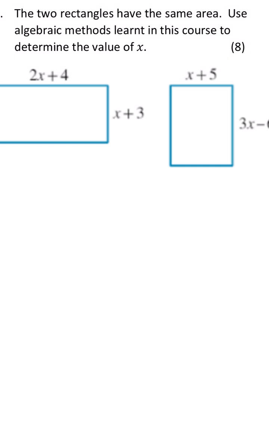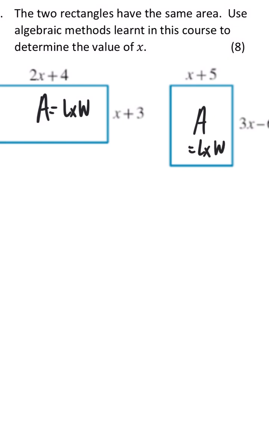Okay, on to our final question. So we've got two rectangles with the same area, and we are going to use algebraic methods learned in this course to determine the value of x. So what have we got? Well, we know that the area of this one is equal to the area of this one. What is the area of a rectangle? It is length times width, and this one is also equal to its length times its width.